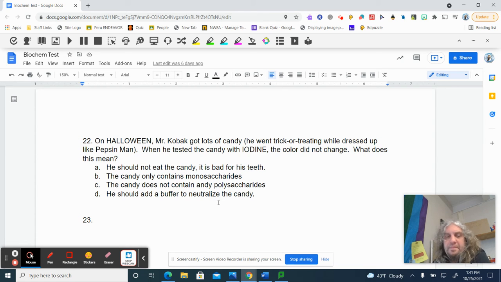B, the candy only contains monosaccharides. C, the candy does not contain any polysaccharides. D, he should add a buffer to neutralize the candy.